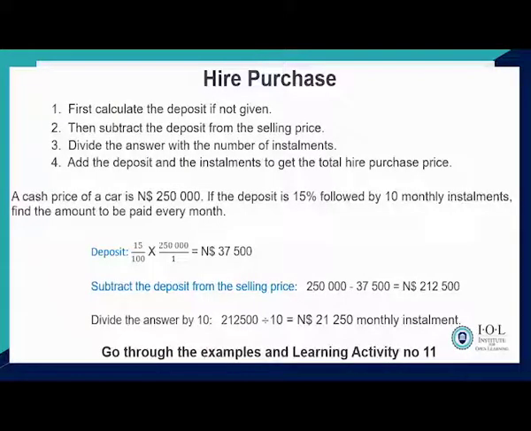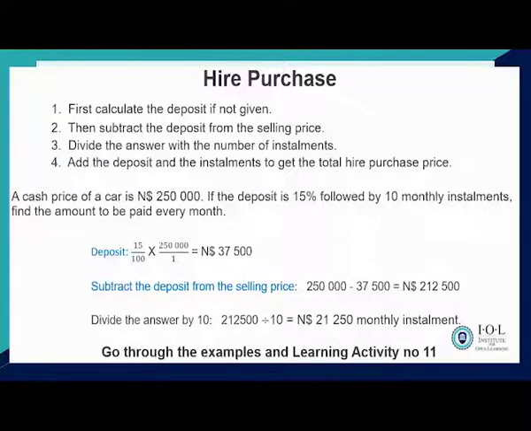So there are many ways this question can be asked. Read carefully and see what is given. Is the deposit given as a cash price or a cash number, or is it given as a percentage? So if the deposit is 15%, like in our example, you first have to work out that 15%. Then you get the deposit.